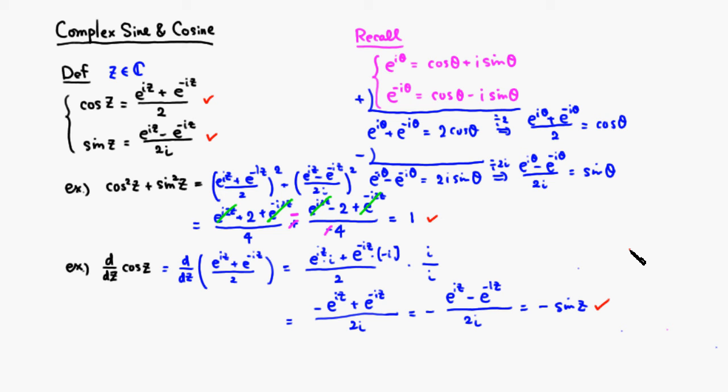And so these are the definitions of cosine of z and sine of z. That's it. I hope that this was clear.